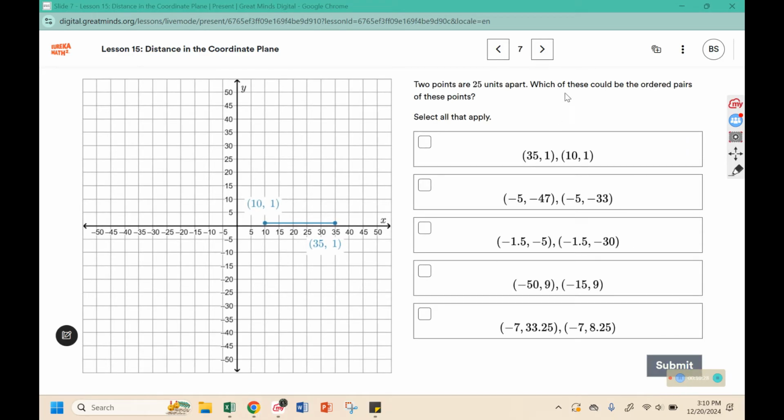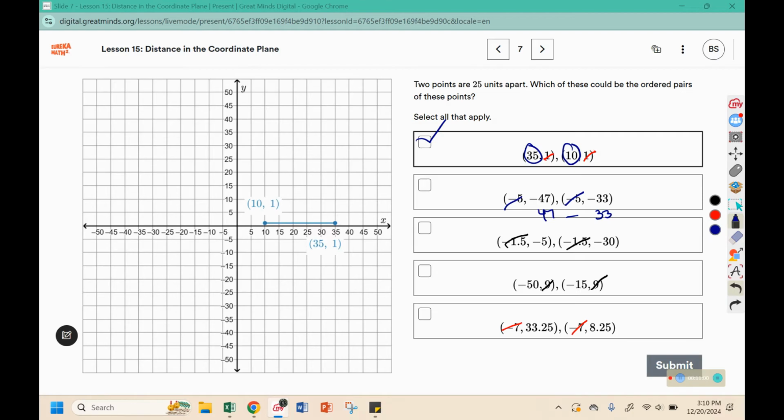Two points are 25 units apart. Which of these could be ordered pairs of the points? So I'm going to cross out all the things that match in both sets of points, just to help us look at what is left to examine. Okay, so 35 minus 10 would give us 25. This one, the absolute value would be 47, and this one would be 33. If I subtract those, that gives me 14. So it's not this one.